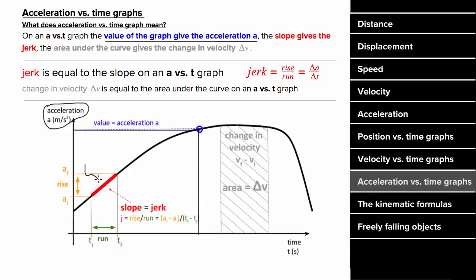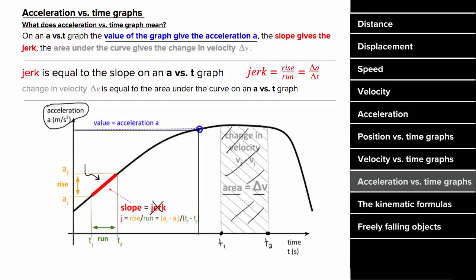The slope in this case is going to be equal to the jerk, which really isn't asked about all that much, but you do need to know that the change in velocity is going to be represented by the area under this graph. So if you can find the area under the graph between 2 times, that area is going to equal the change in velocity experienced by that object between those 2 times.